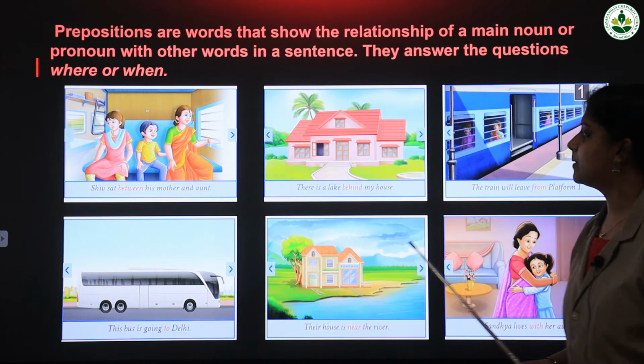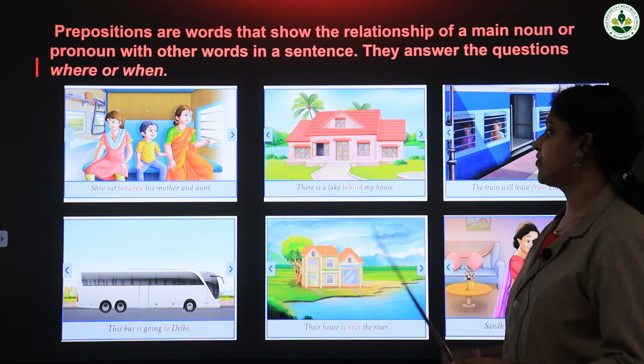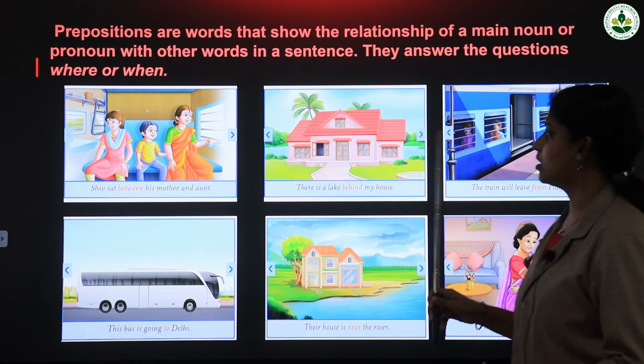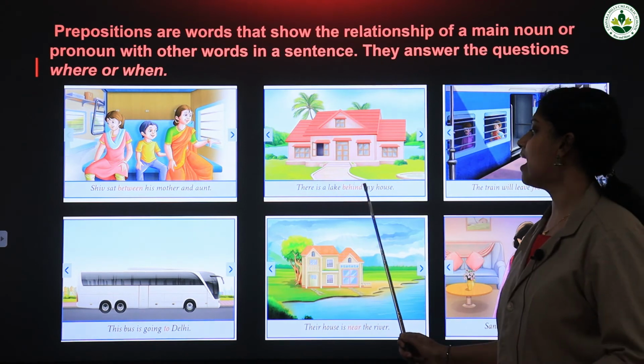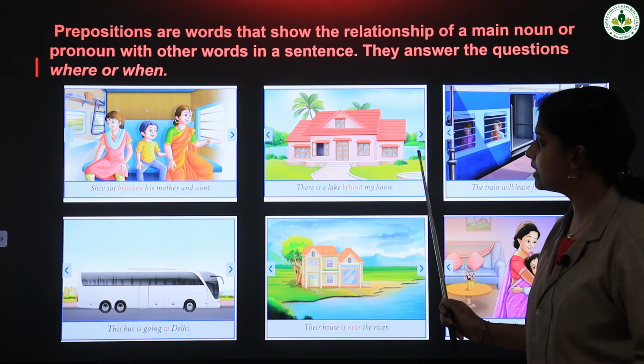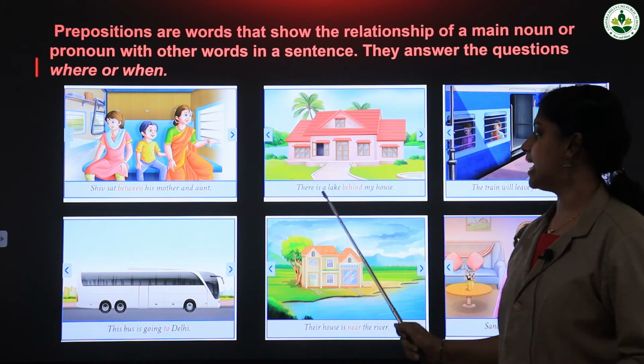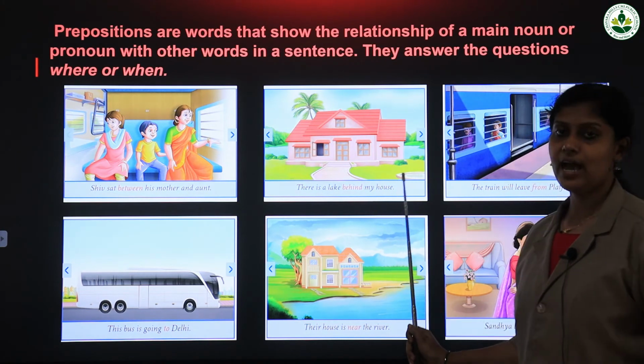Look at the next picture. Here you can see the picture of a house, and here you can also see a water body. There is a lake behind my house. Here you can see the picture of a lake. There is a lake behind my house.